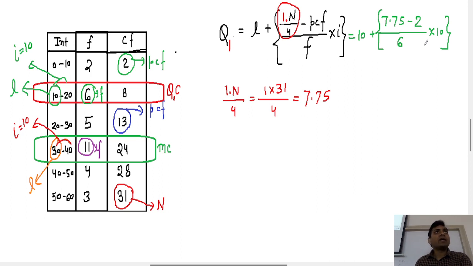9.8. 8.58. 9.58. 9.58 should not come. 5.75 times 10 is 57.5, okay, fine. So this is 10 plus 9.58. So this total is 19.58. Clear? Quartile first is clear.